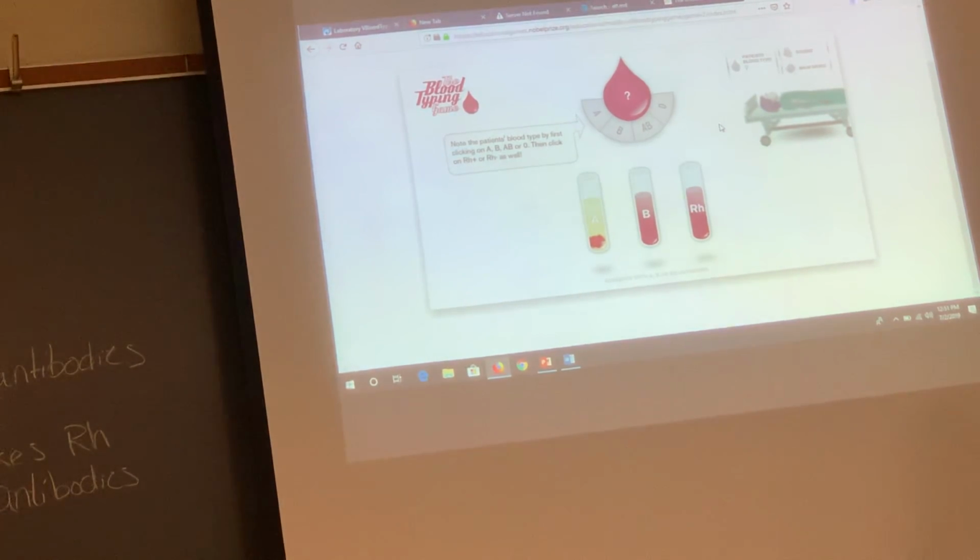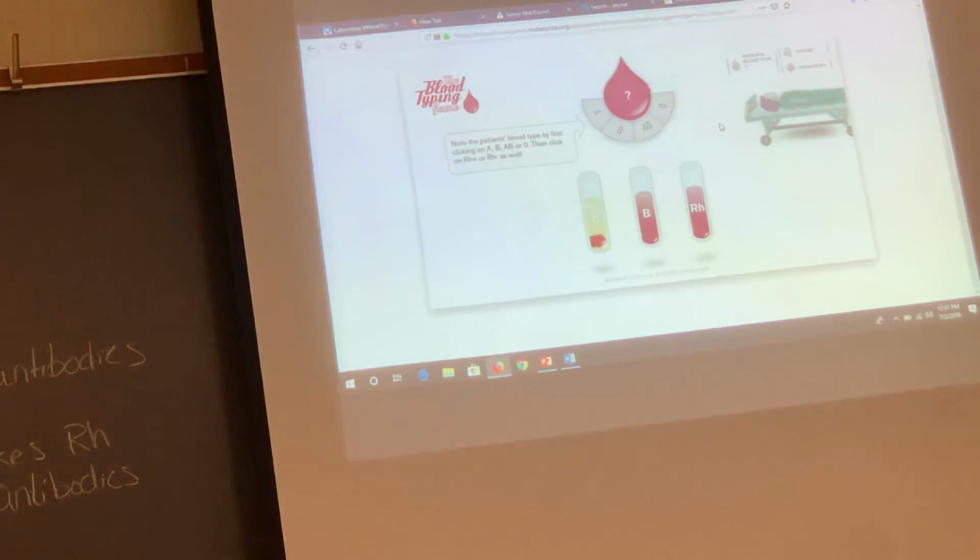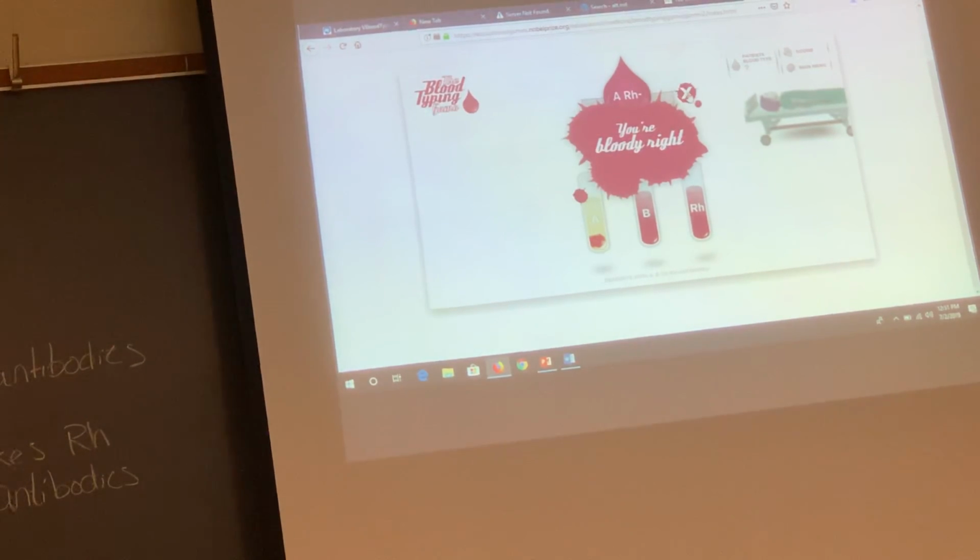How do you know there's no reaction? Well, the reaction is the agglutination. Okay, see the clumping of the cells over the A? Yeah. That's how you know. Okay, so this is A, and then negative. Okay.